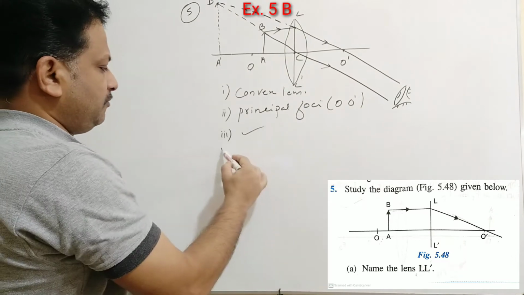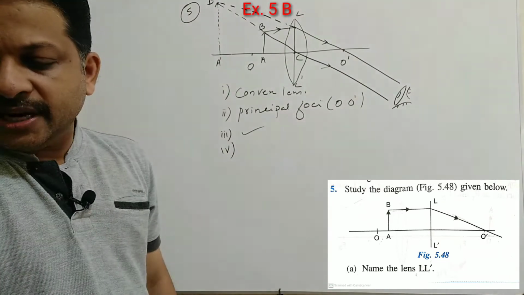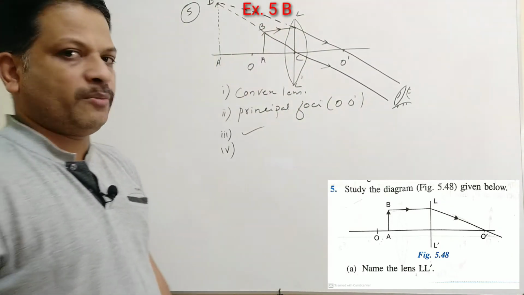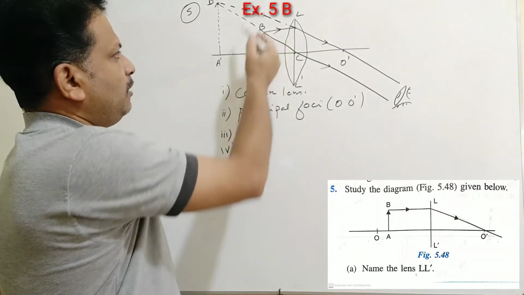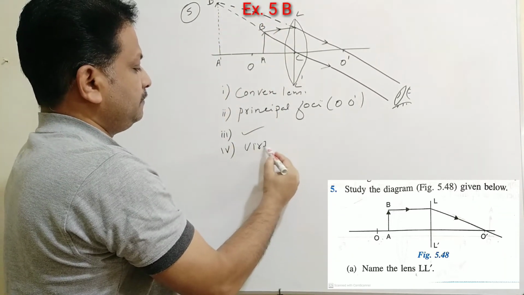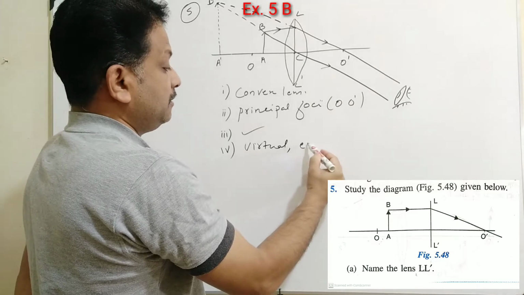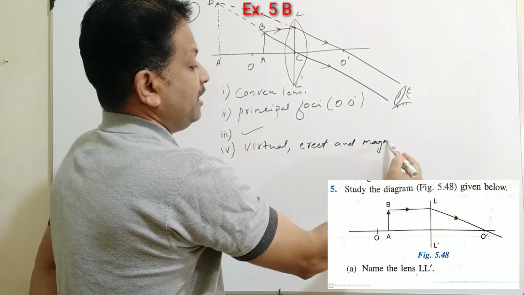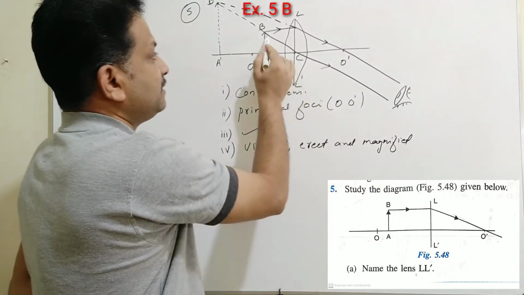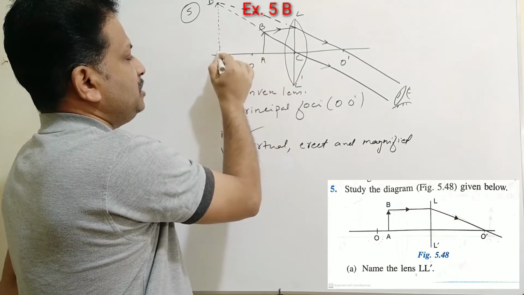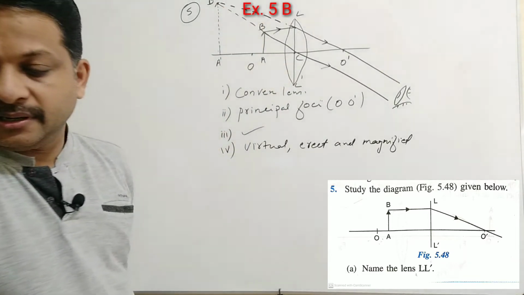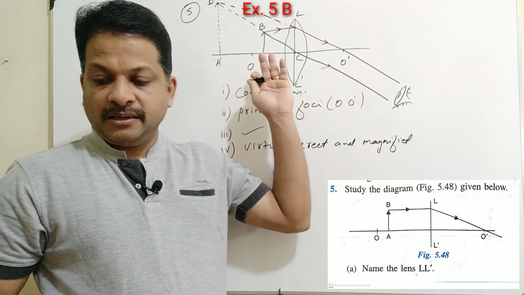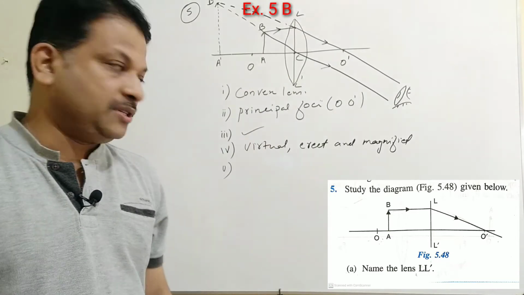Third part is completed. The fourth part, state the three characteristics of the image. What are the characteristics of the image formed? You can write it. Now what type of image is it? It is virtual. Virtual images are always erect or upright, erect and magnified. Magnified means bigger than the size of the object. You can see the image is bigger than the size of the object. Clear? Okay. And the fifth part, the last part, name the device in which the action of lens is used.